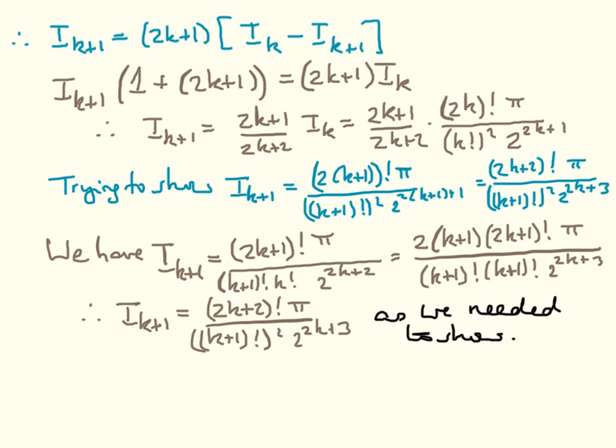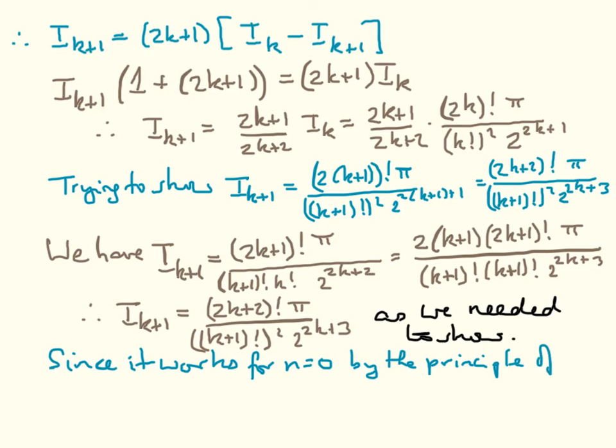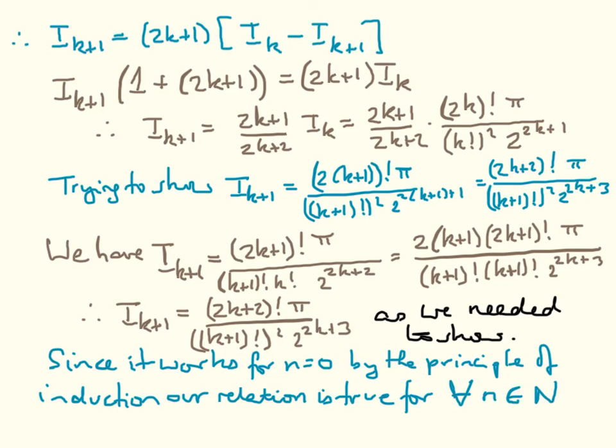So since it works, our identity holds for n equals 0 by the principle of induction. Our relation is true for all n in the natural numbers. So we have in this video proved infinitely many relations for all the infinitely different possible values of the label n. With that, I will stop this video.